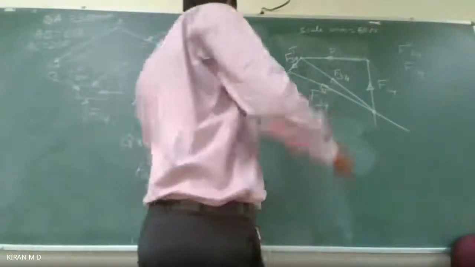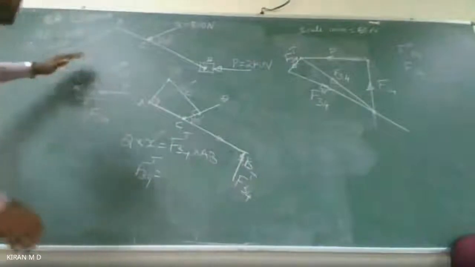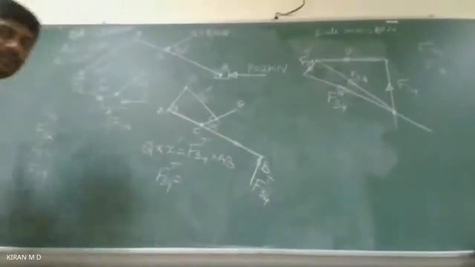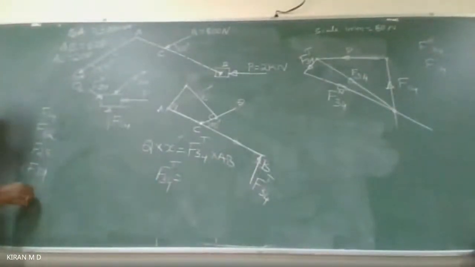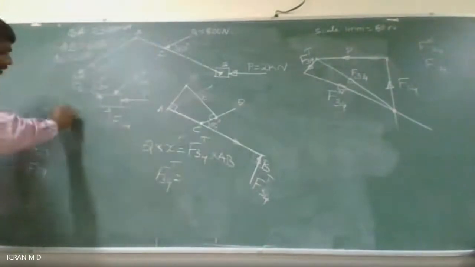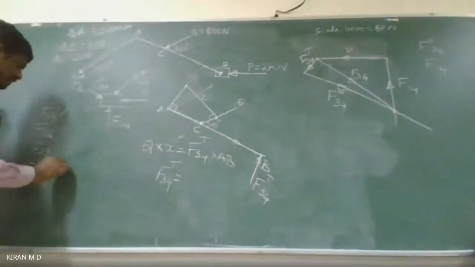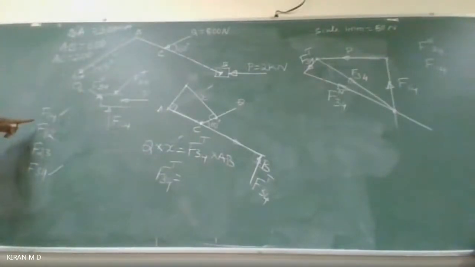Yes, sir. Okay. So now, according to this, we know that whatever forces we are going to get, F14, F12 or 21, F23 or 32, F34 or 43. We should find these four forces. From that diagram, we got F14 and F34 resultant. Okay, so then we need to find out F12 and F23.